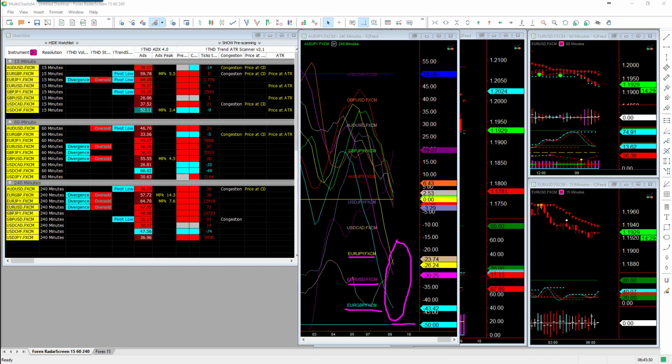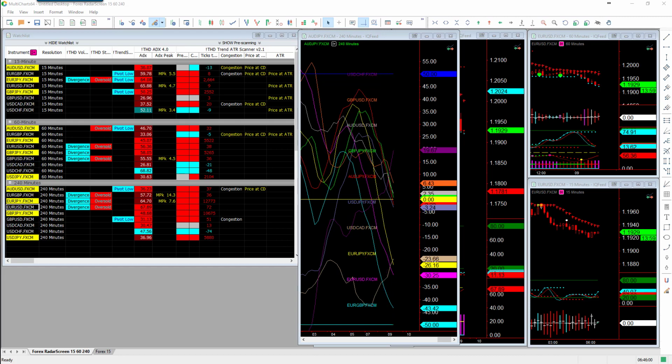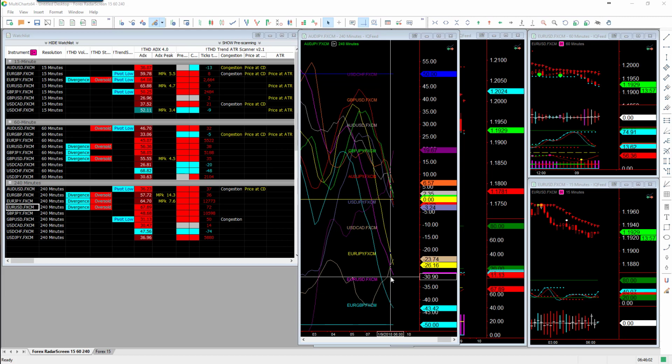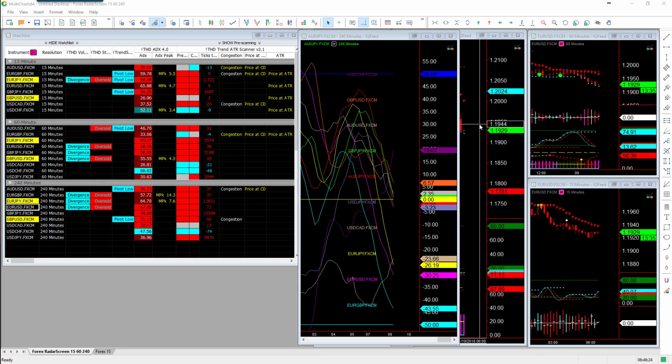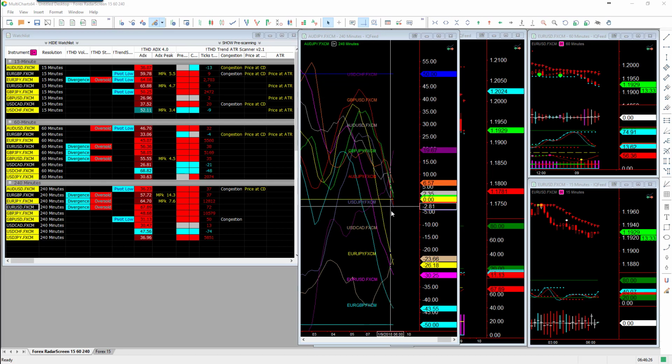Now the US dollar currencies that are starting to move up would be the USD CAD and the USD Swiss franc. The USD Swiss franc up here and the USD CAD here. Again, they are starting to turn, and this is on a 240-minute chart. It gives you a longer term view. As you can see, most of the other currencies are heading down.